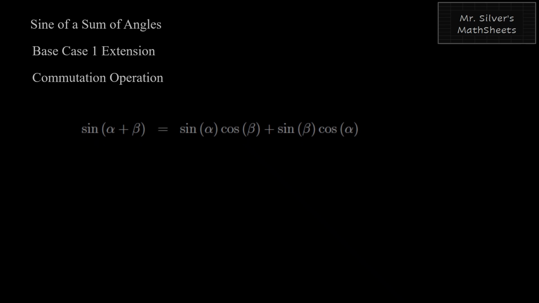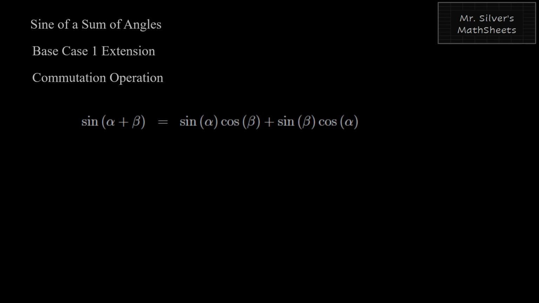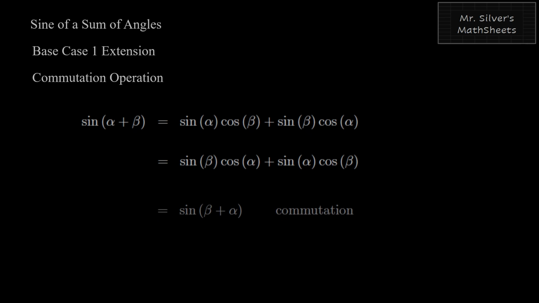So the commutation operation. Commuting means sine of alpha plus beta should equal the same thing as sine of beta plus alpha. That's easy to prove. Just rearrange the terms on the right hand side into the opposite commuted way, and that's literally sine of beta plus alpha. So commutation is a theorem that we can use.